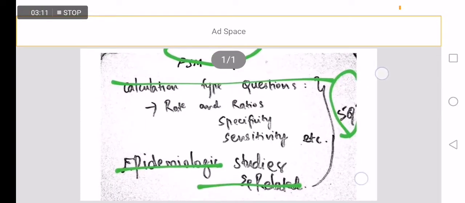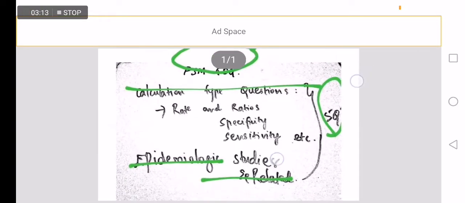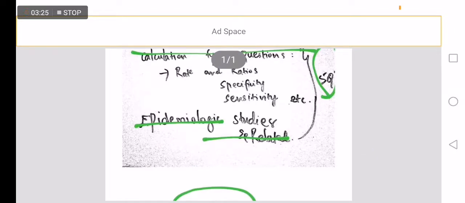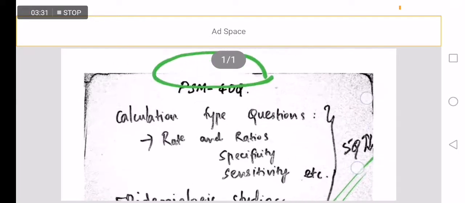Okay, here you can see I have given details about calculation type questions. You have to study about rates and ratios, specificity, sensitivity, and epidemiologic studies, different types of epidemiologic studies and classifications related questions. You may get 5 questions and more.